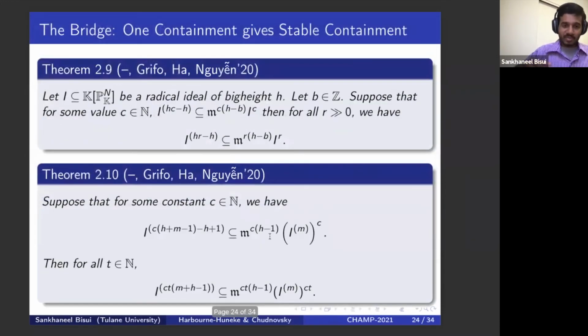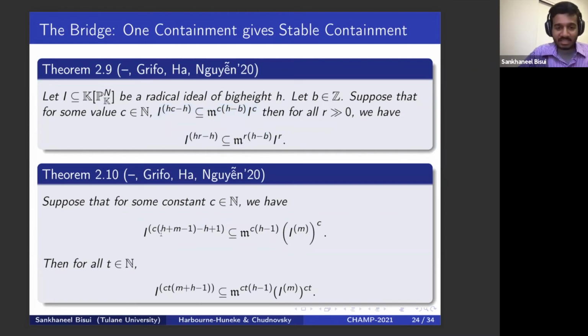And we proved, in the same spirit, in the joint work with Eloisa, Tai Ha, and Thai, that if we take a radical ideal with big height h, and suppose for some integer c this containment is true, but now this time with an appropriate component with the maximal ideals, then we could prove that this stable containment is true.